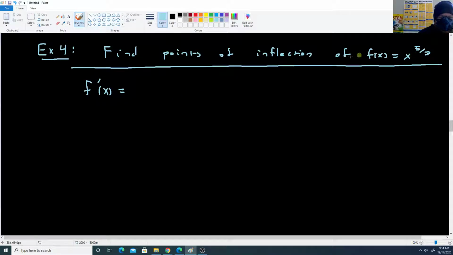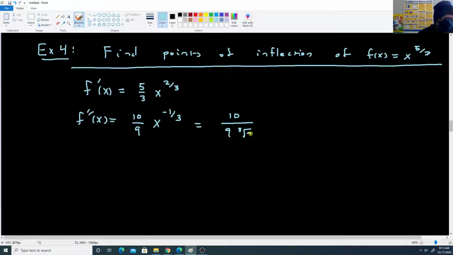f prime of x equals 5/3 x to the 5/3 minus 3/3, and 5/3 take away 3/3 is 2/3. And then f double prime of x will be, we bring this down, 5 times 2 is 10, 3 times 3 is 9. So it's 10/9 x to the negative 1/3. So we basically have 10 over 9 times the cube root of x downstairs.